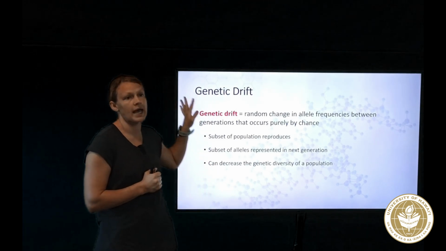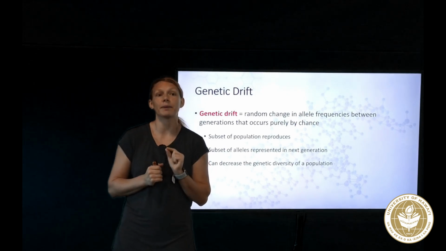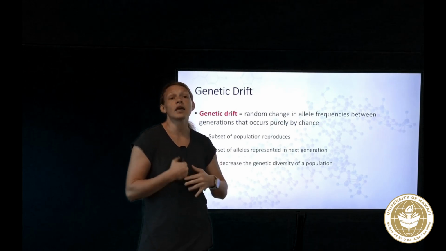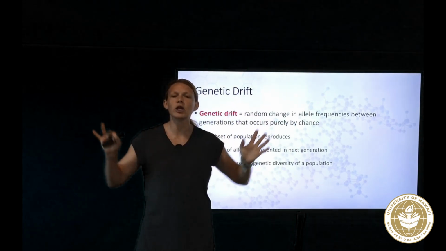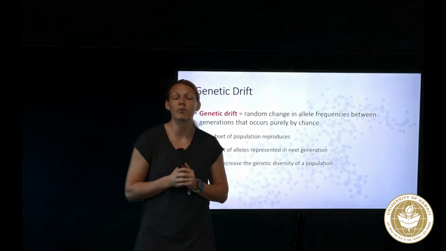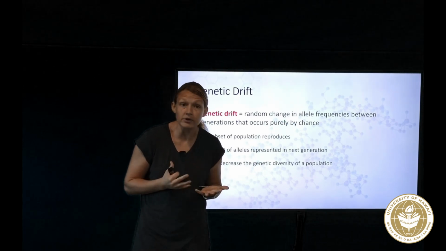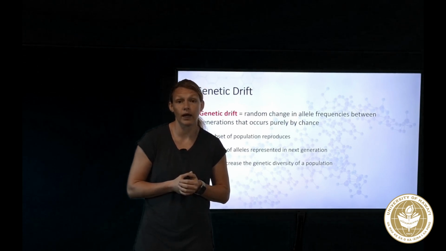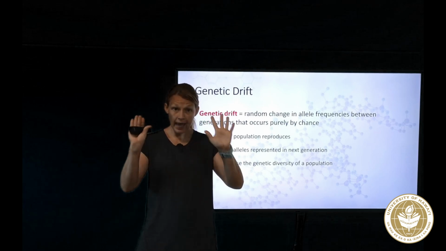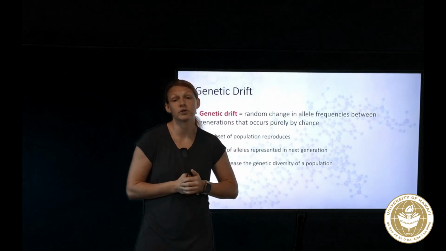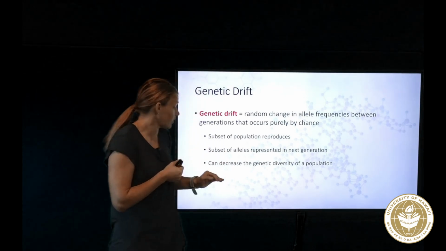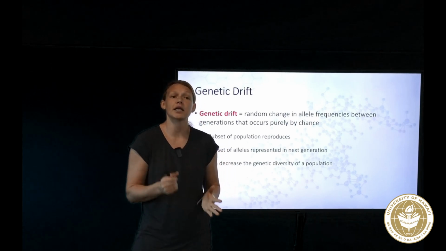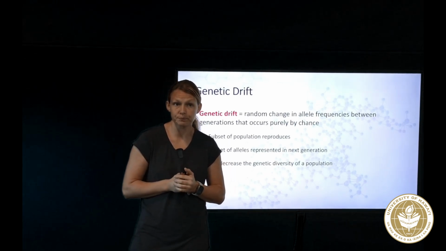Something else we see with genetic drift is that the smaller the population, the greater the effect of genetic drift, right? Think of this really simply. If we have 1 million organisms and just a subset of them reproduces, so say 800,000, we still have a pretty good amount of genetic diversity, right? But if we have a population of 10 and only 5 reproduce, then we're going to have a really big decrease in that genetic diversity, right? So the smaller the population, the greater the effect of genetic drift.